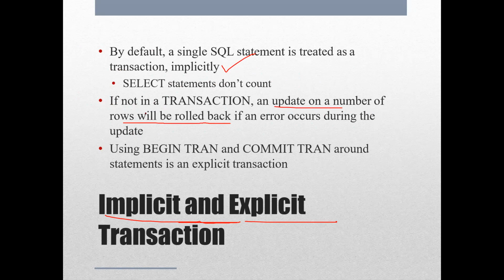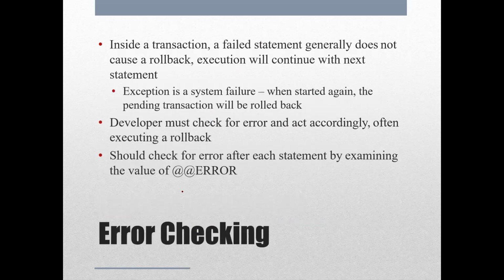So if you have not put them in a transaction, and you are updating maybe 2 or 3 or 4 rows, they will be rolled back if an error occurs during the update. So if the update has an error, it won't be affecting those things. Using begin tran and commit tran around the statements is an explicit transaction. So an explicit transaction is basically a block that contains begin and commit transaction.